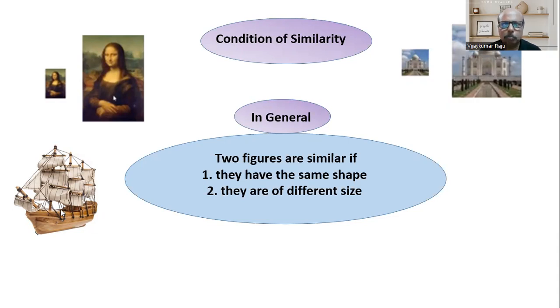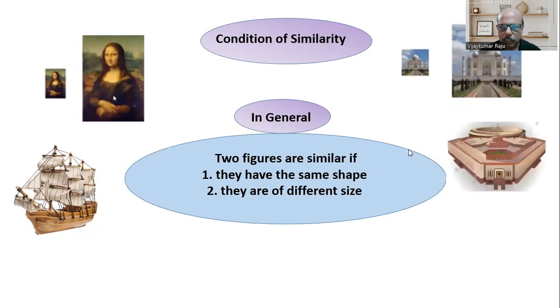Its size is in some proportion with the original. If that is 100, this will be 1. It is 1 to 100 times. That will be 100 times and this will be 1 time. So it is a model. Therefore, it is similar to the original ship. I take this one. This is a new parliament building.